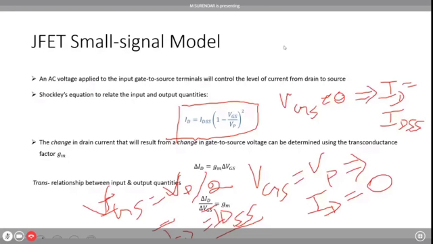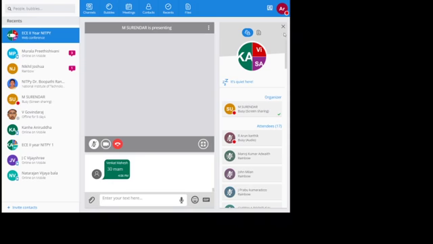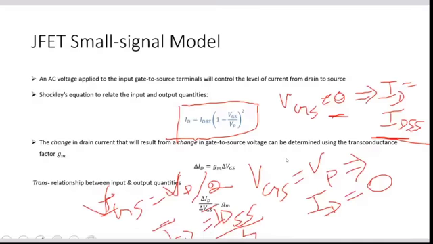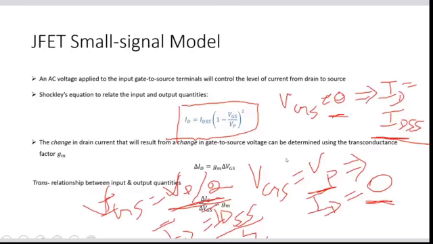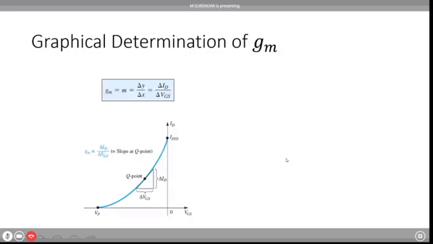I'm trying my best to write it as neatly as possible. So these are all the 3 points. With these 3 points, you just take the coordinates of these points. One is 0, IDSS. Another one is VP, 0. The third point is VP by 2, IDSS by 4. You just take these 3 points and plot them here. First point is, for VGS is equal to 0, we have ID is equal to IDSS.